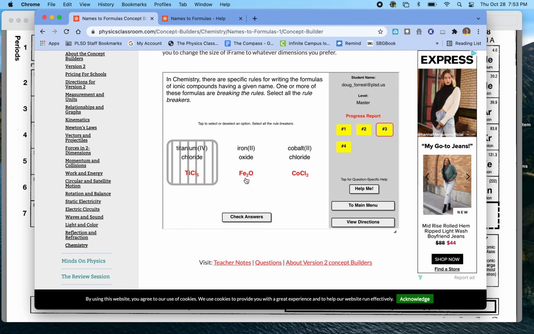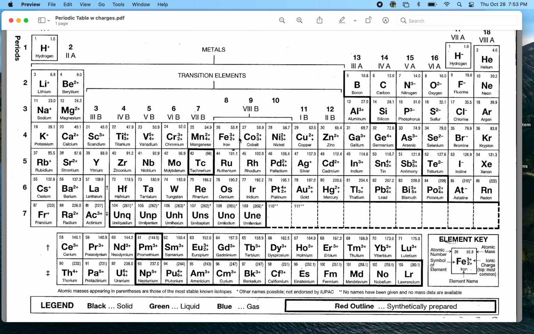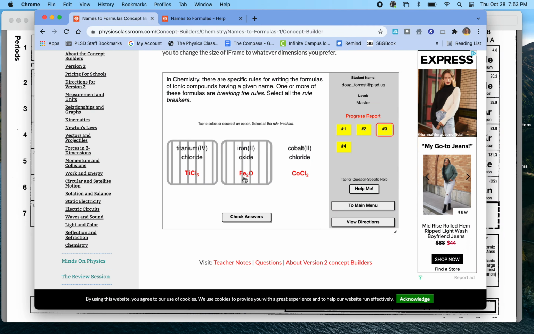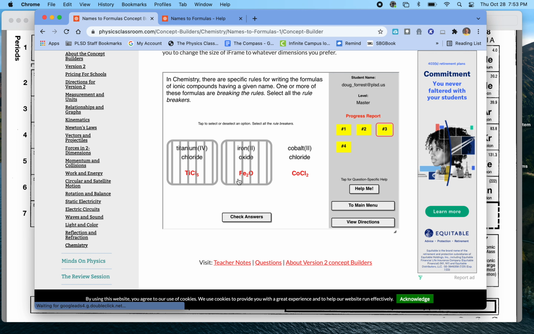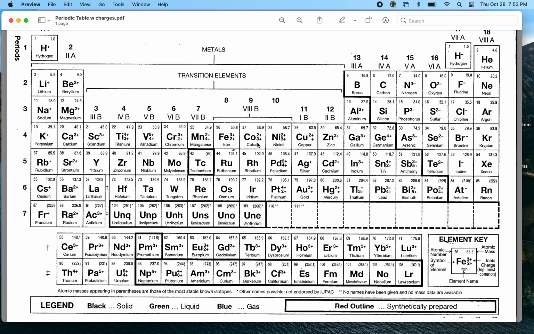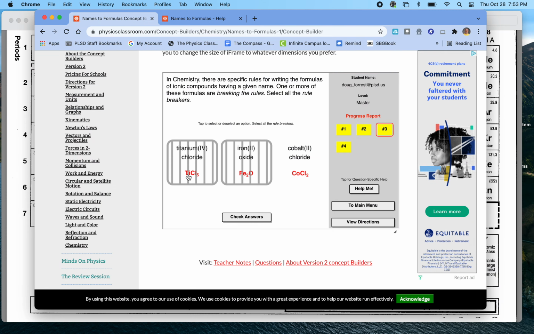Iron(II) oxide, that looks pretty good to me. So iron has a charge of +2 or +3, and it says in this case it's +2. Oxygen or oxide has a charge of -2, so that actually should be FeO. So that is incorrect. This would indicate that this iron has a charge of +1. Cobalt(II) chloride, so I'll take a look at that. Cobalt is up here. It can be +2 or +3. So if it's +2 and chloride has -1, I need 2 chlorides for 1 cobalt. So CoCl2 is correct.